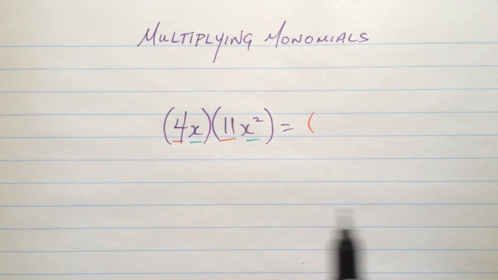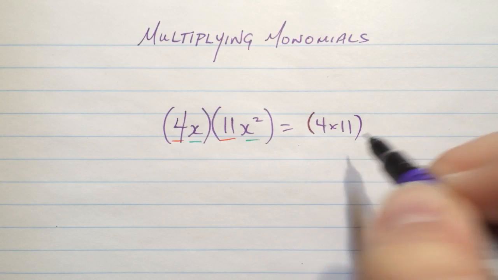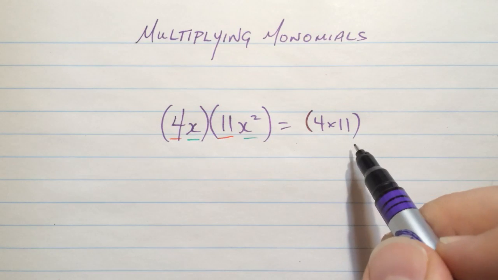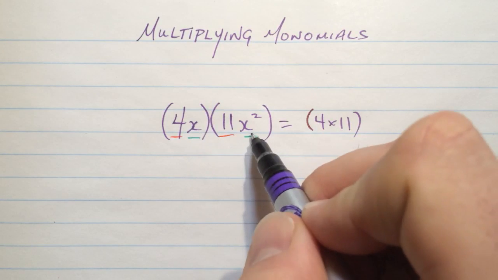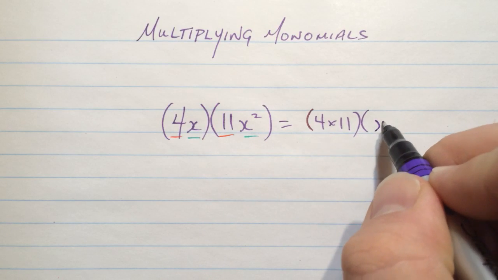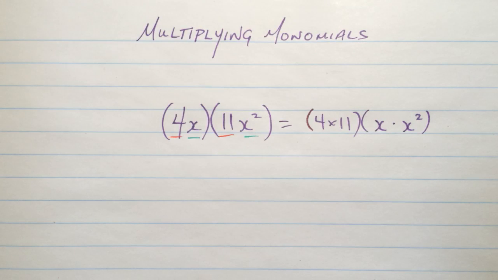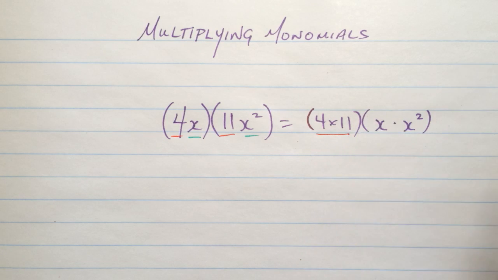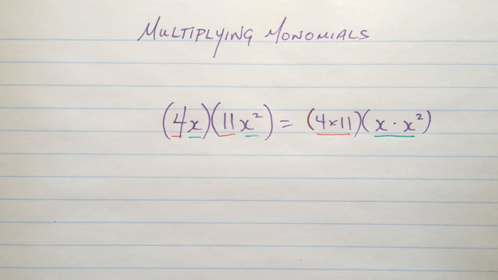I'll put this in purple. I'll put this in brackets here. 4 times 11 is going to be the numerical component, the coefficient that's going to be out front of our new monomial. And then I'm going to multiply the two variable parts together, the variable components. I'm going to do x times x squared. I'm using the dot to represent multiplication because then it doesn't get confused with my x's. So let me just show you here. There in red is the coefficient portion, and there underlined in green is the variable portion.